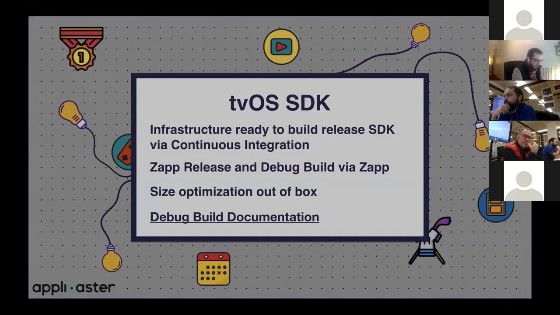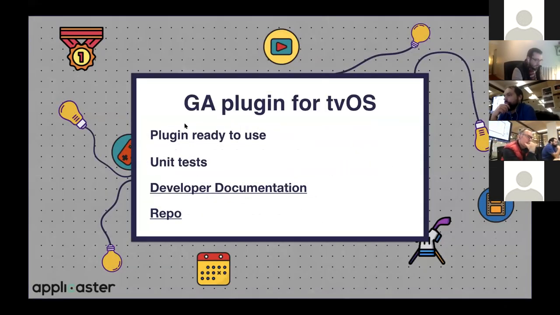Okay, let me go next. Then what we did, we created a Google Analytics plugin for tvOS. The problem was that Google Analytics itself doesn't support the tvOS framework. So what we had to do was fully support the Measurement Protocol web API, which was created from zero. We checked it, and it works pretty well. So at this moment, this plugin is ready for use.